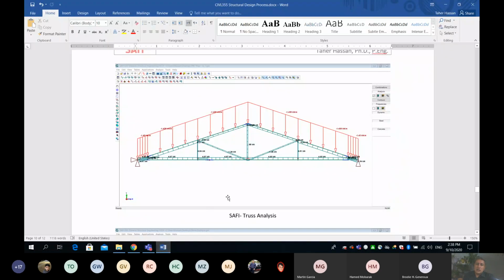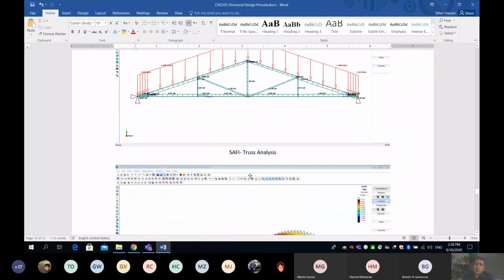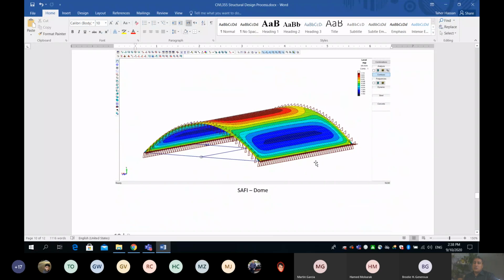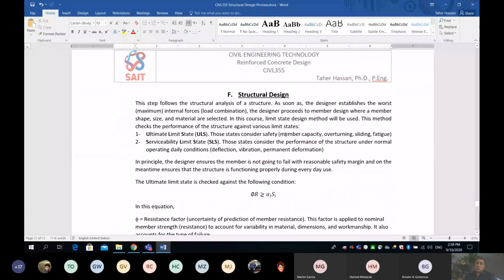Next, I was just trying to show you some samples of what SAFI can do for us. It can do even more complicated analysis. This is a dome, where it can do the analysis and simply find the bending moment on this dome.